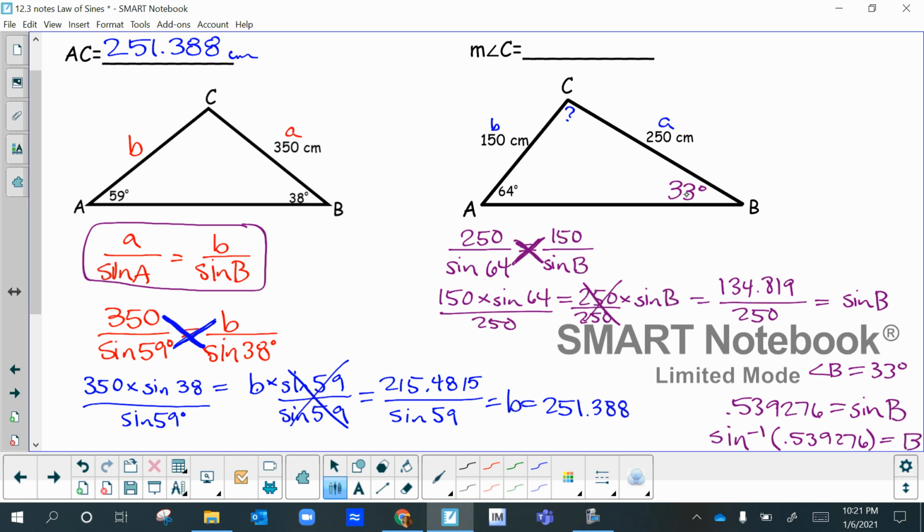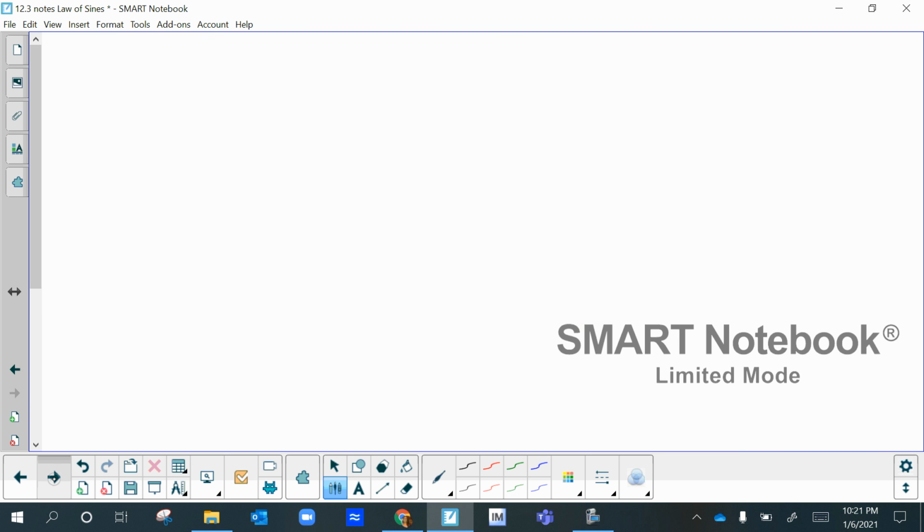So now that you know this, which we had to use law of sines, now you can use your 180 rule to figure out C. So 180 minus 64 minus 33. This one up here is 83 degrees. So angle C is 83 degrees. And that's using law of sines. And that is it.